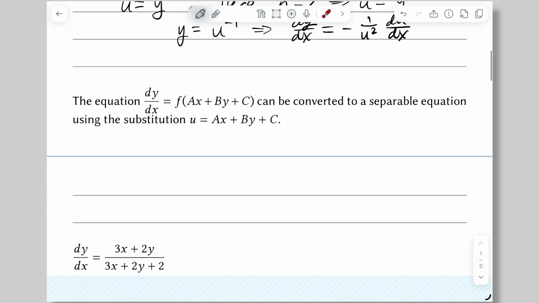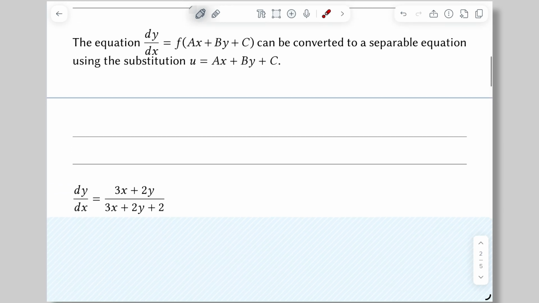The last type of substitution is pretty straightforward to identify. We're looking at an equation of the form dy dx is equal to f of ax plus by plus c. That's a linear combination of x and y plus a constant, and we can convert it to a separable equation. The substitution is simply u is equal to ax plus by plus c. And we can see that making that substitution gives us that du dx is equal to a plus b dy dx, differentiating all the terms with respect to x.